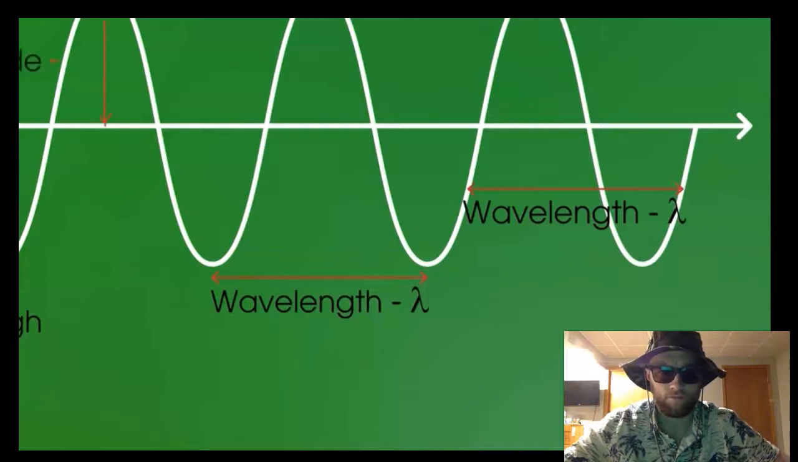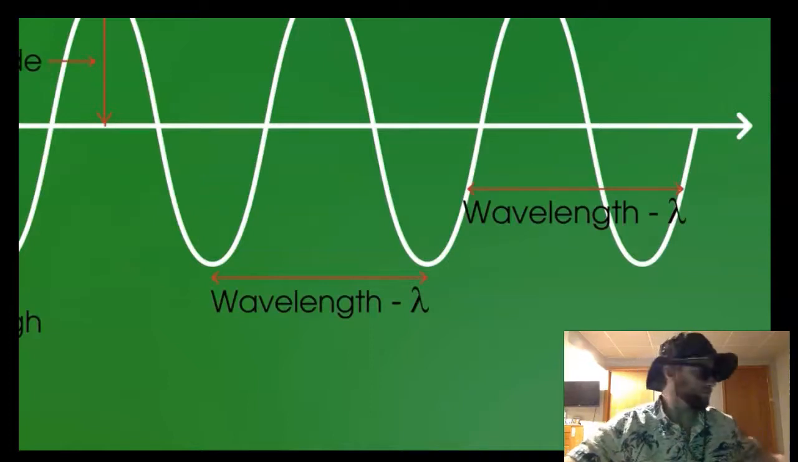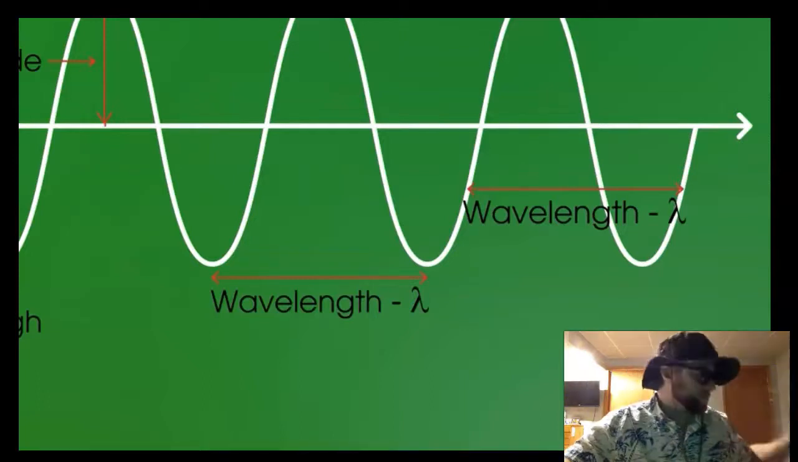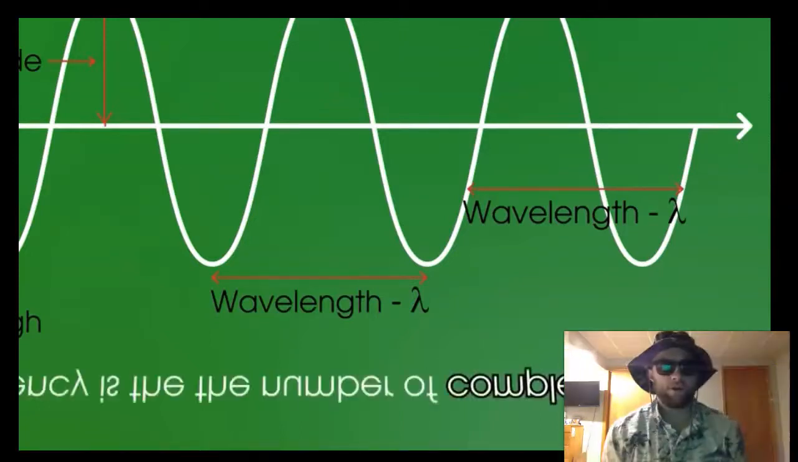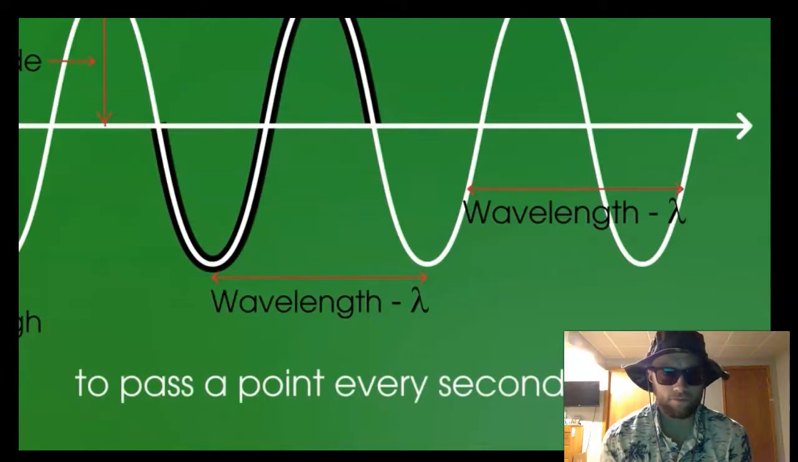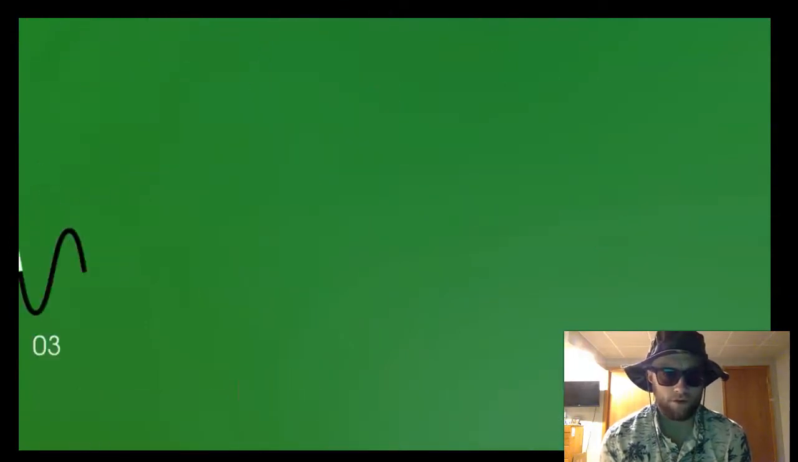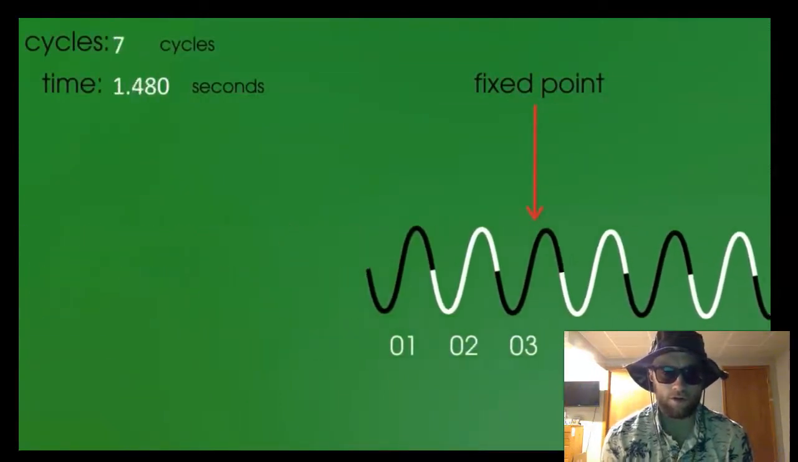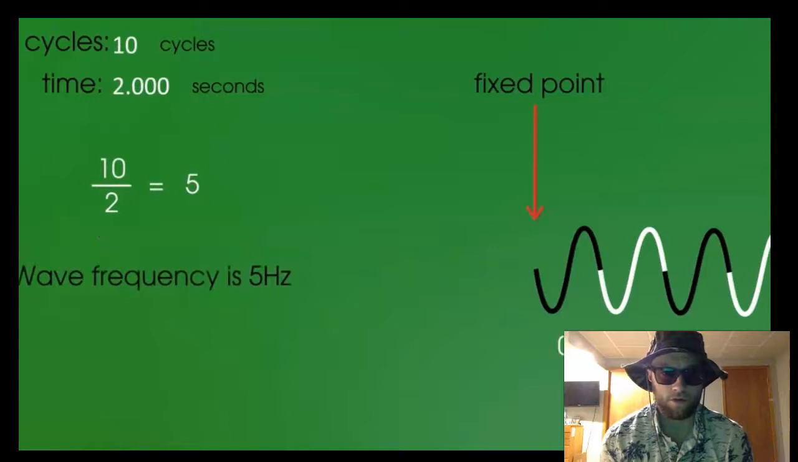The amplitude is like the size of a wave. But we need to remember that it's measured from the equilibrium position, or the central line, to the crest, not from the crest to the trough. Finally, frequency, which is the number of complete waves to pass a point every second. And it's given the unit of hertz. So an example of this would be if 10 waves pass in 2 seconds, the frequency would be 5 hertz.